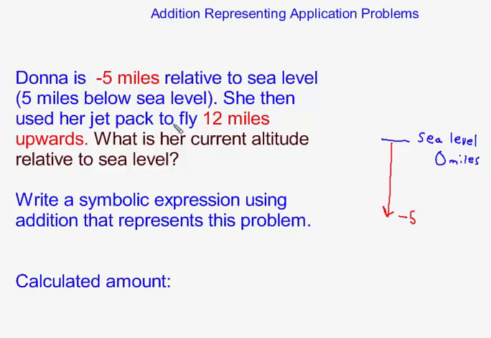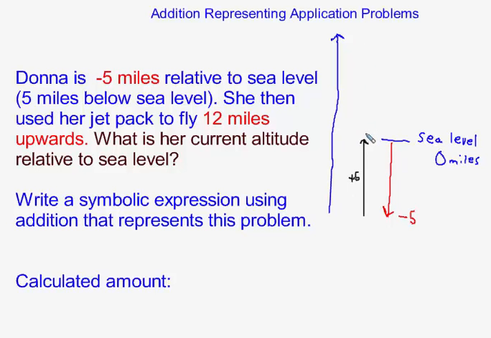She then used her jetpack to fly 12 miles upward. So if she is -5, or 5 miles below sea level, and she flew upwards 12, this means that she would have to go up 5 just to get to sea level. But we know that she goes upwards 12 miles. So the idea is, if she already went 5 miles to get to sea level, you may want to know how far above sea level she is.